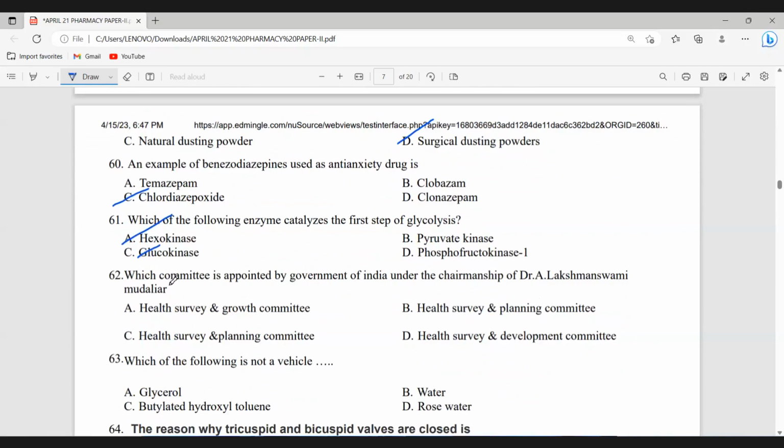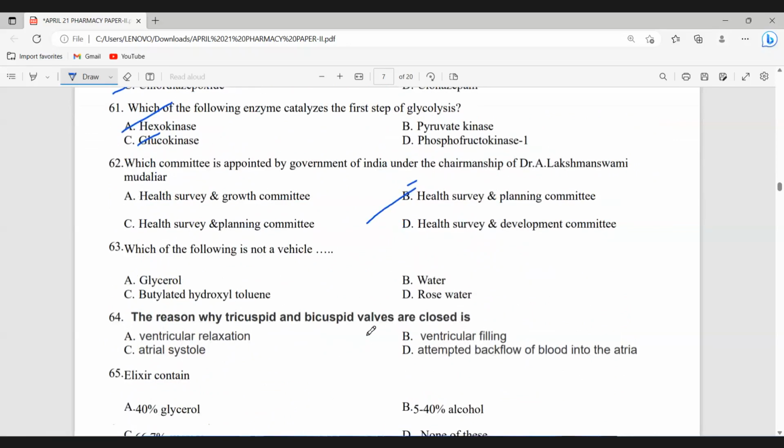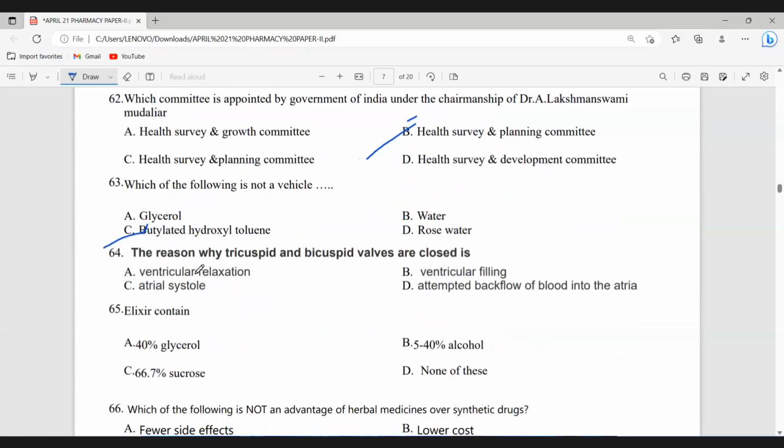Then 62. Which committee was appointed by the government of India under the chairmanship of Dr. A. Lakshmanaswami Mudaliar? It is again a direct question. That is the Health Survey and Planning Committee. Then 63. Which of the following is not a vehicle? Butylated hydroxytoluene is not a vehicle. It is an antioxidant.